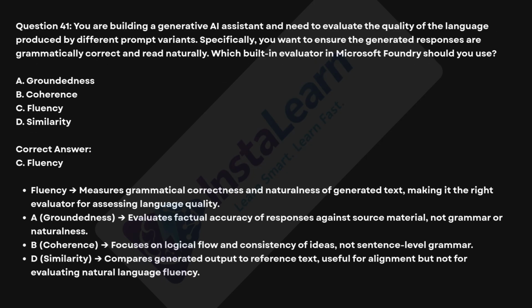Correct answer is C. Fluency. Here's why. Fluency measures grammatical correctness and naturalness of generated text, making it the right evaluator for assessing language quality. A. Groundedness evaluates factual accuracy of responses against source material, not grammar or naturalness. B. Coherence focuses on logical flow and consistency of ideas, not sentence-level grammar. D. Similarity compares generated output to reference text, useful for alignment but not for evaluating natural language fluency.